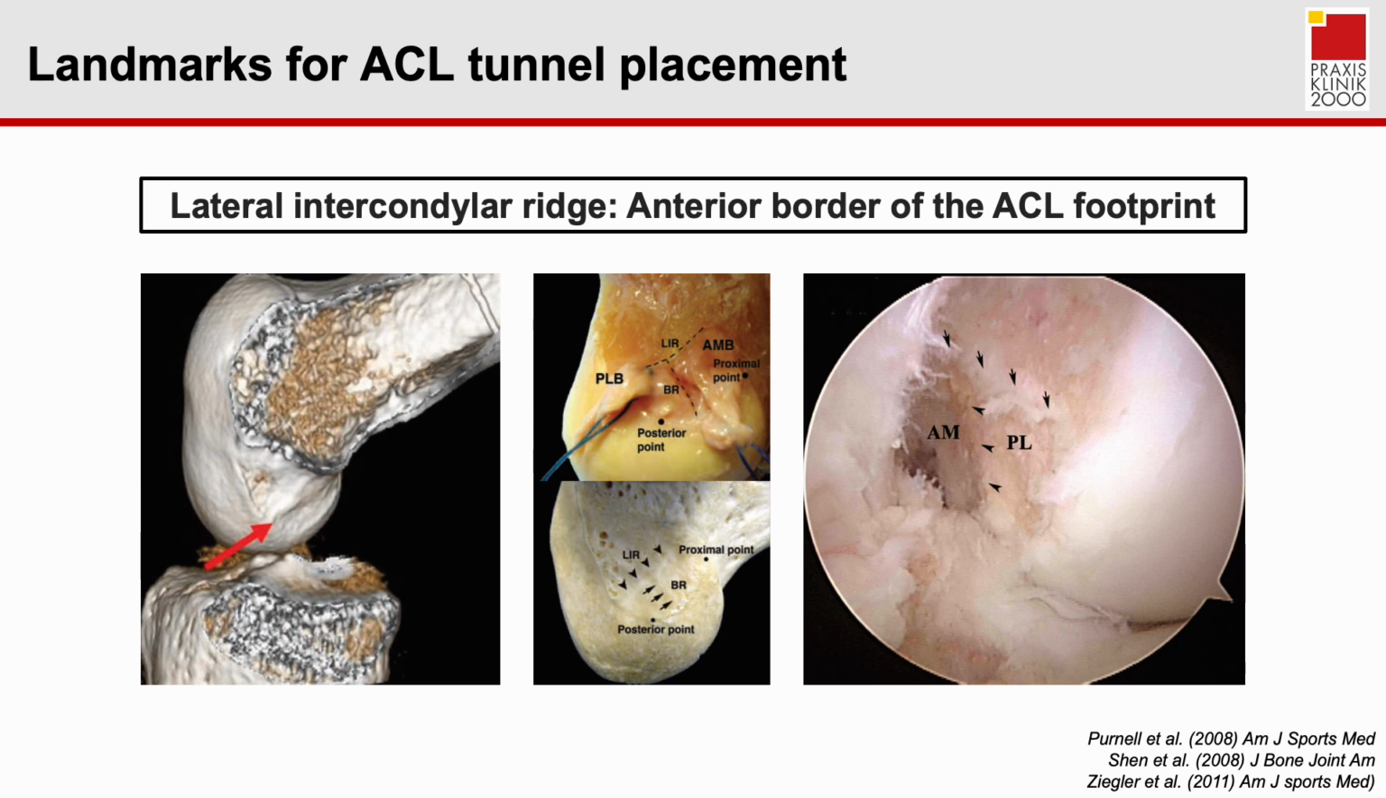The lateral intercondylar ridge has been identified in several studies and, as already mentioned, represents the anterior border of the ACL footprint. Therefore, the femoral tunnel should be placed posterior to this ridge. Here is an example where you can see both ridges very nicely. Here you can see the intercondylar ridge, and here you can see the bifurcate ridge.